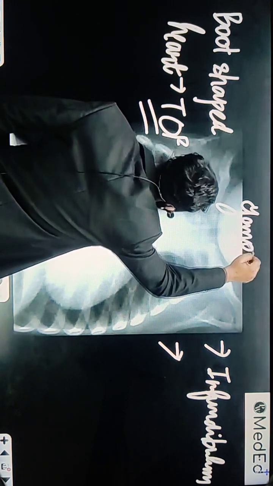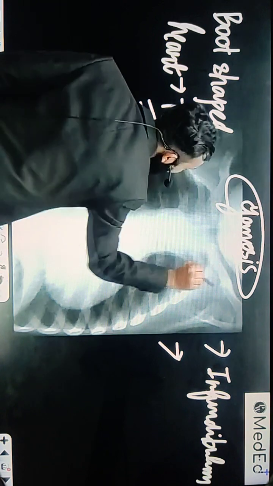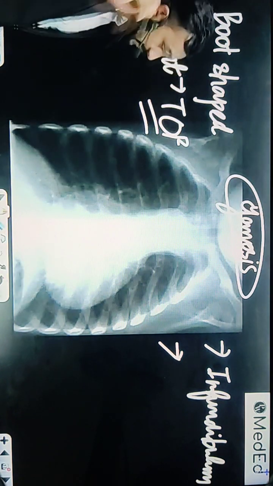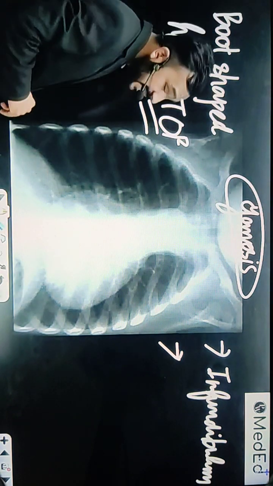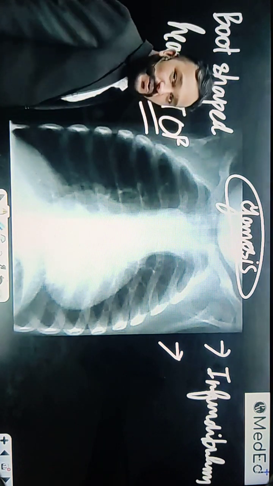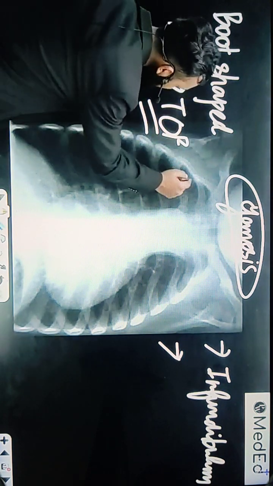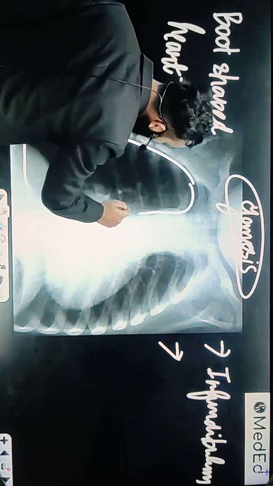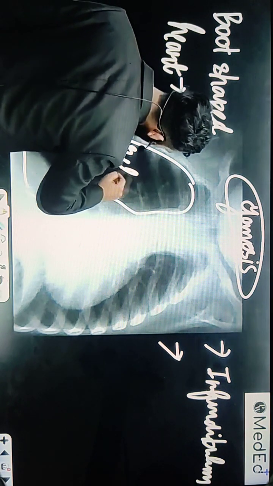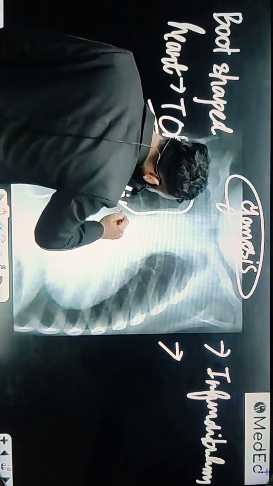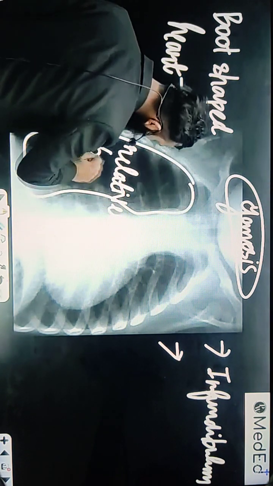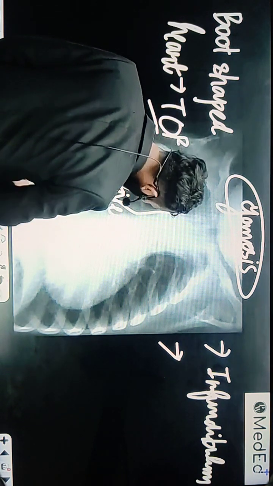Okay? Clear? So we should also understand why these babies present with cyanosis. Okay? And because less blood is going into the lungs, the chest fields appear relatively black, and this is known as pulmonary oligemia.